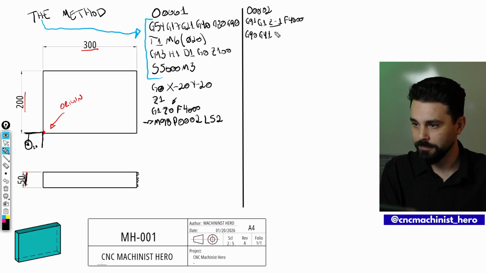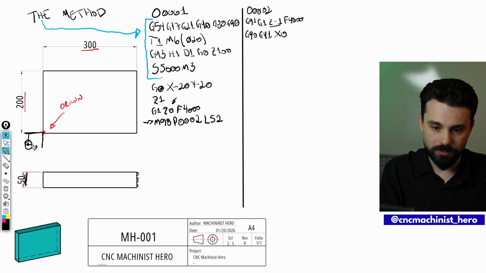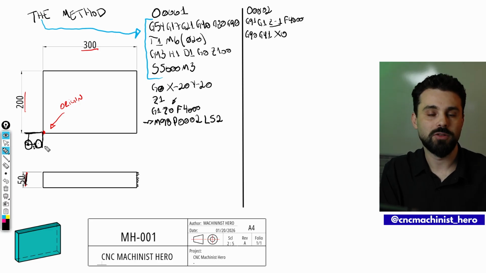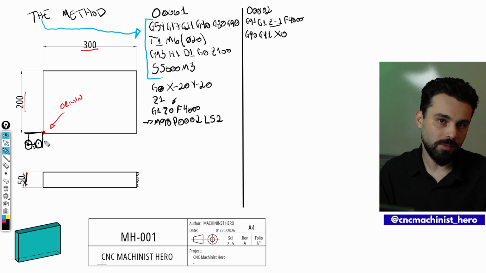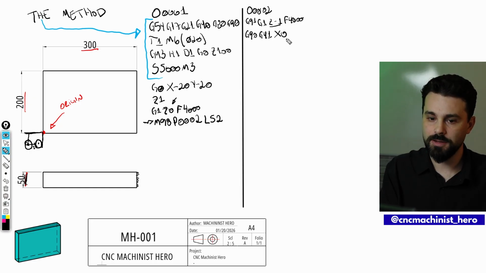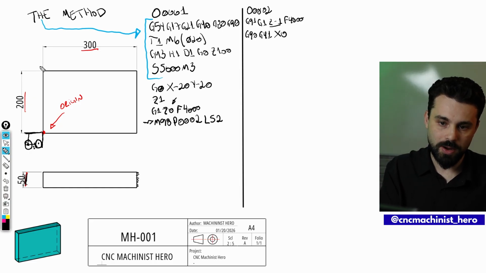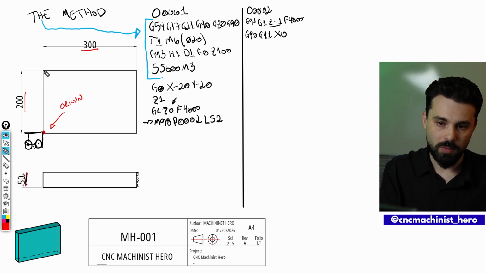G90, G41, X0. So my tool is going to move this direction, and it's going to stop on this side. I'm compensating my tool to the left side. If I don't use G41 and I go X0, I'm going to machine the radius of the tool into the part, and I don't want to do that. So G41, X0, I'm at this point right now, and I want to go up here. I'm changing my color so it's better to visualize, and I want to go up here, okay?